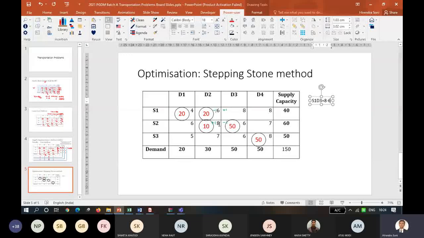So what is the net effect? 8 minus 6 plus 8 minus 6. Total 8 minus 6 is 2. 2 plus 8 is 10. 10 minus 6 is 4. So if I make an allocation in S1 D3, my cost will increase by 4 rupees. Are we clear up to this?